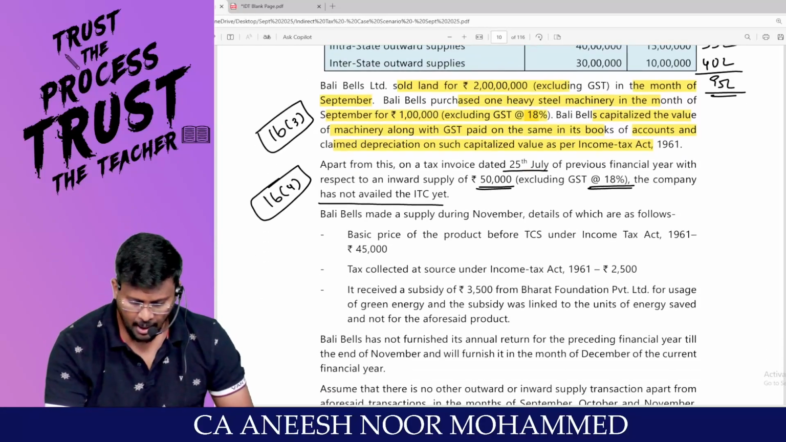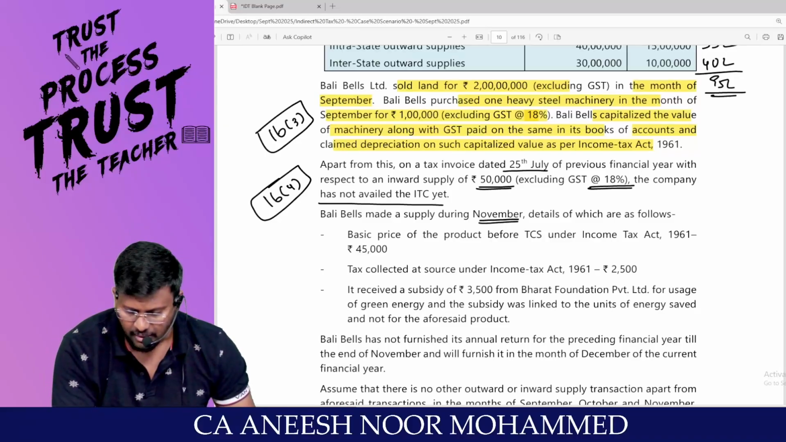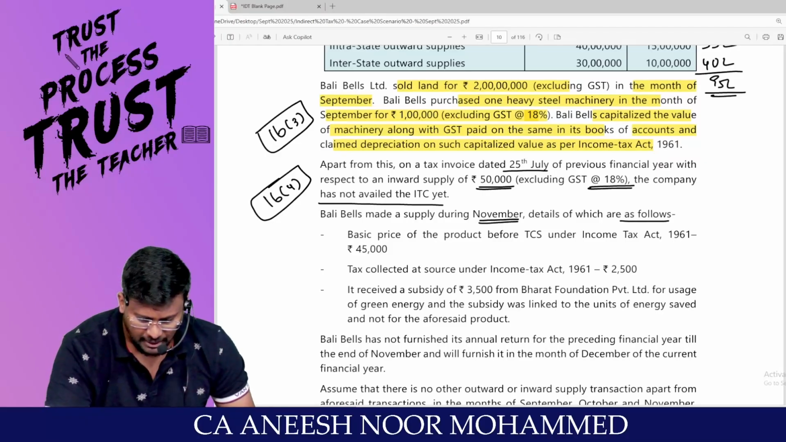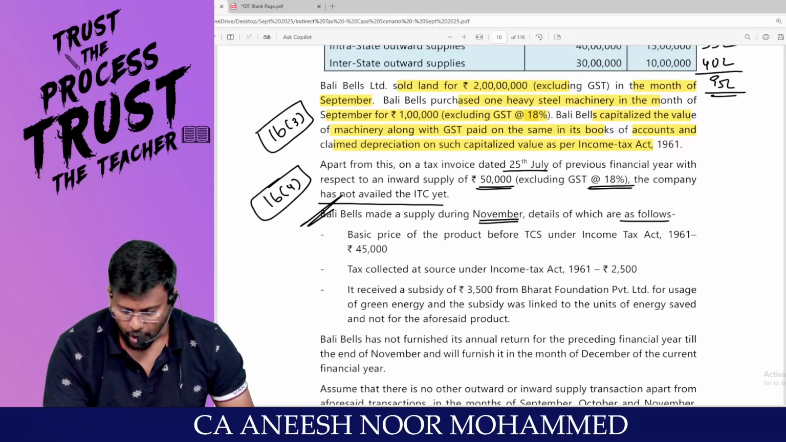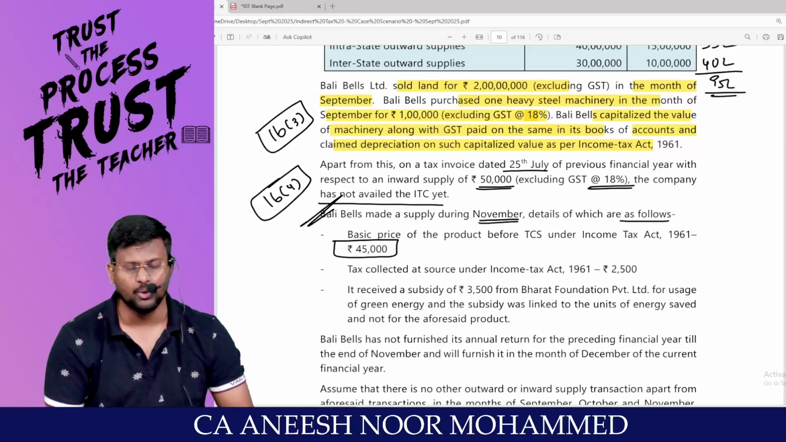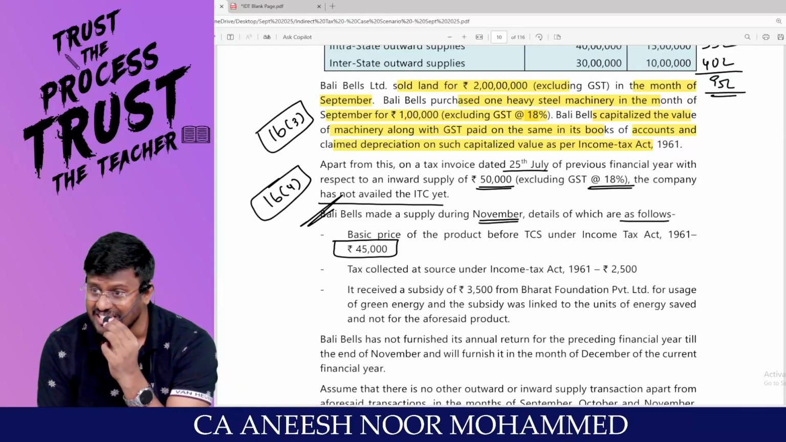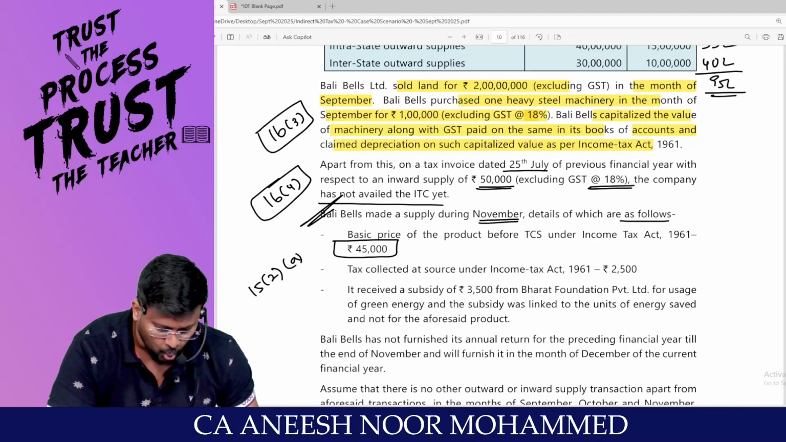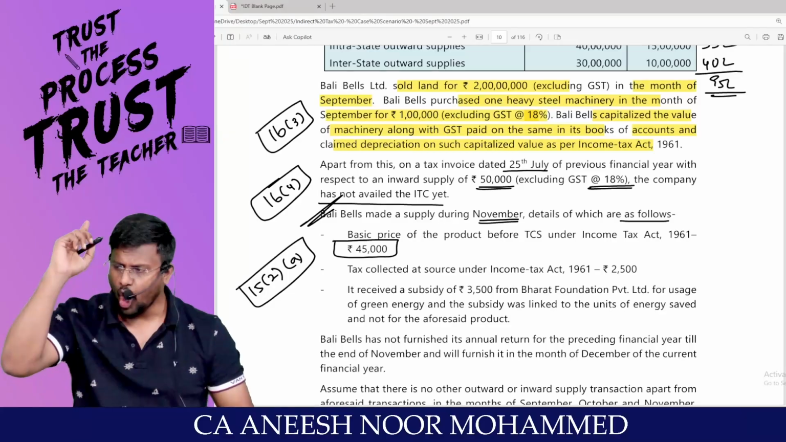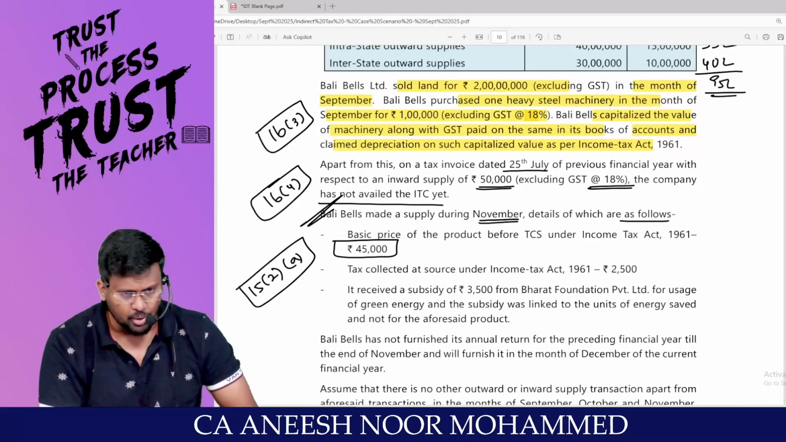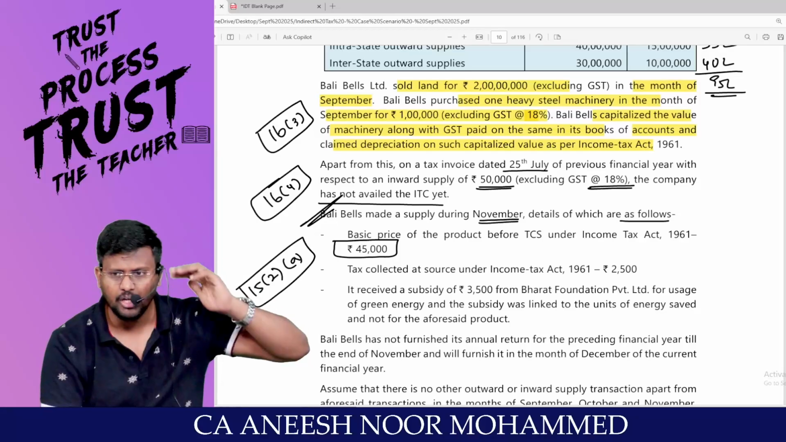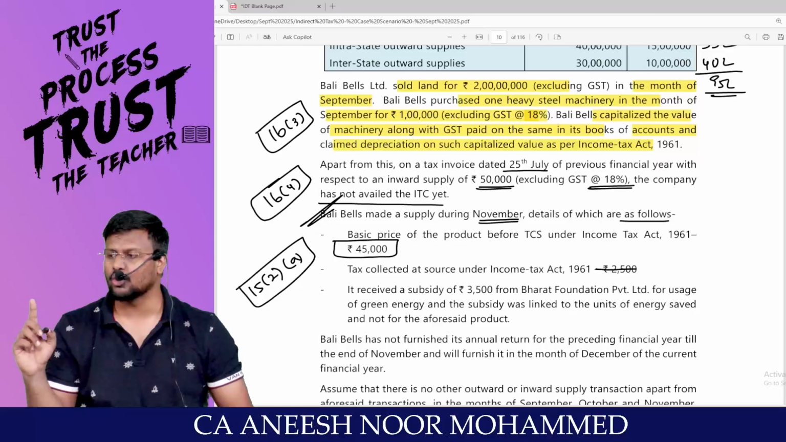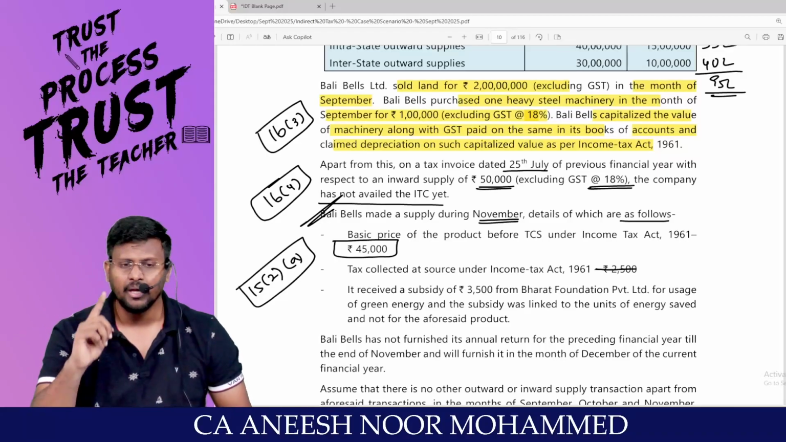Am I right? Bali Bell made a supply during which month? November. Details of which are as follows. This is the November month supply. Basic price of the product before TCS is 45,000. As per the CBIC circular, TCS should not be included in the value of supply. Even though as per section 15, subsection 2, clause A, we said that all taxes other than GST should be included, that all taxes does not include TCS. I have highlighted in the class. Are you remembering? Tax collected at source will not be included because it's just an interim levy. It's not the final levy.